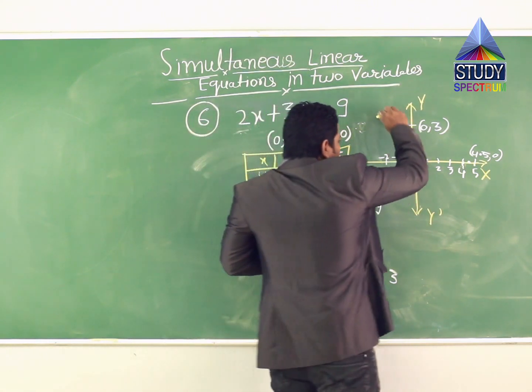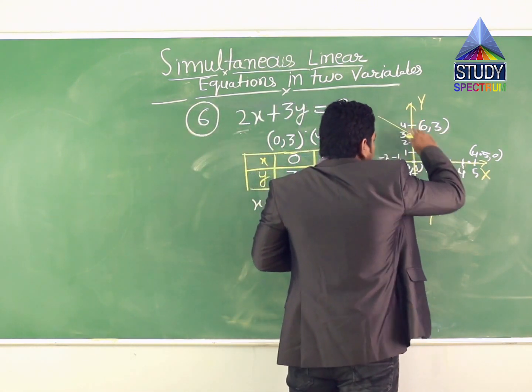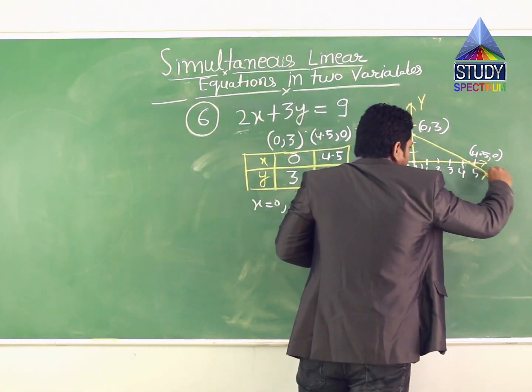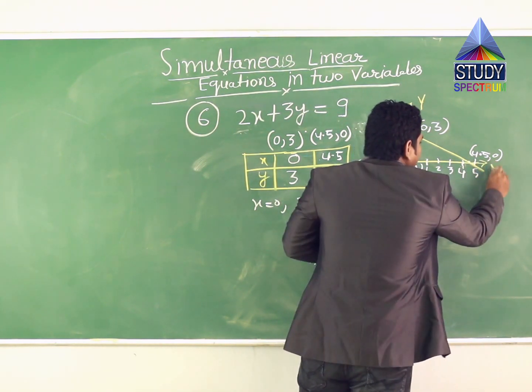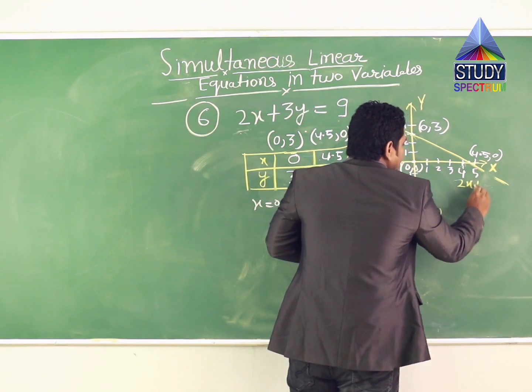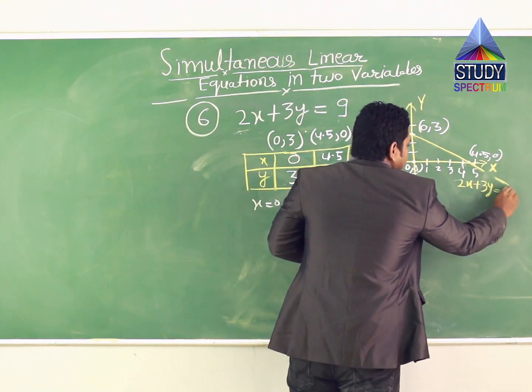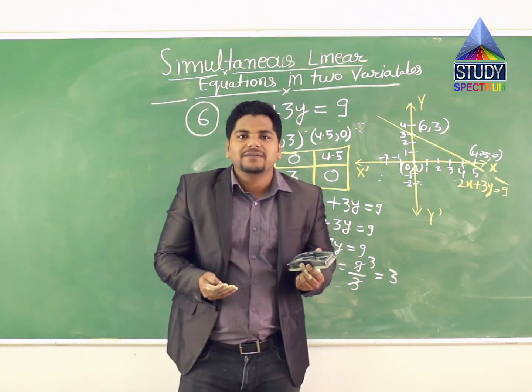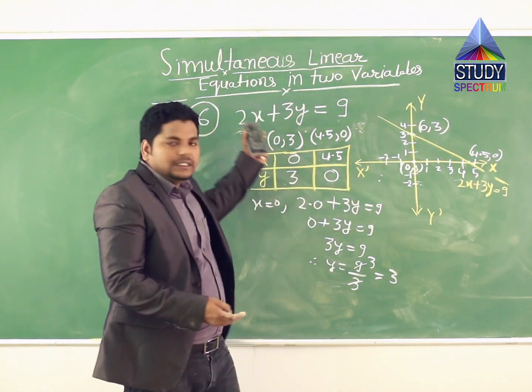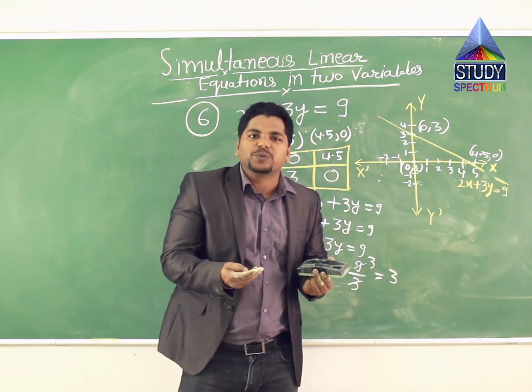Now what we'll do, we'll join both the points, then we'll get a straight line. So we'll join both of the points. So this will be a straight line of equation 2x plus 3y equal to 9. So I hope you must have understood the new approach for getting 2 points.